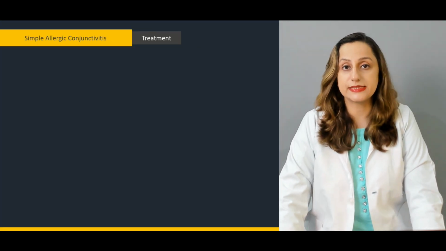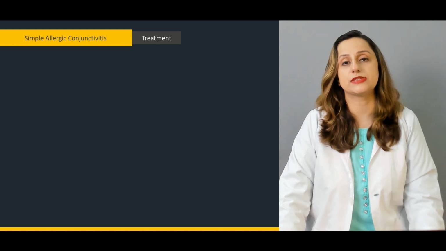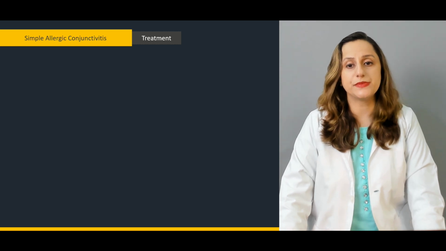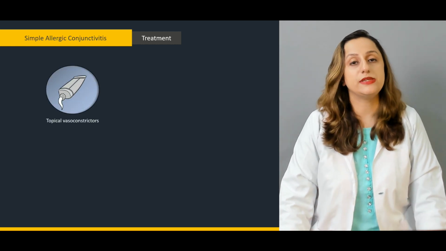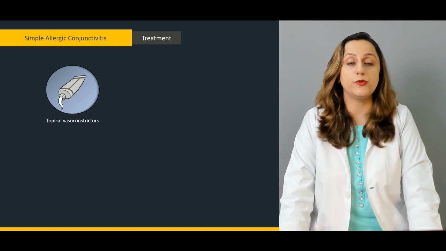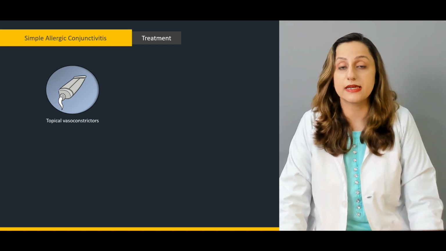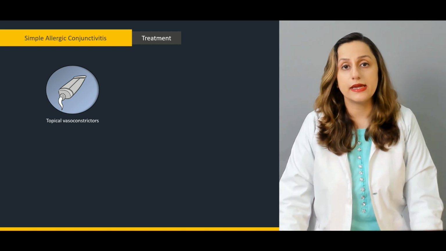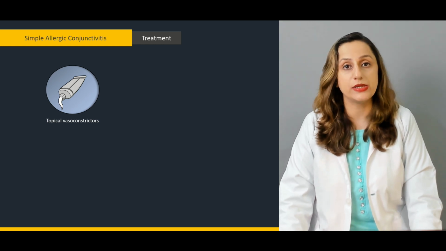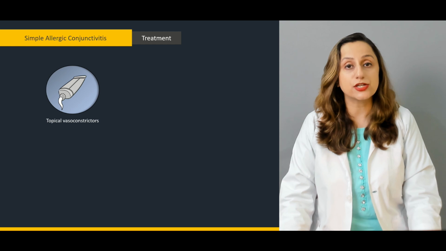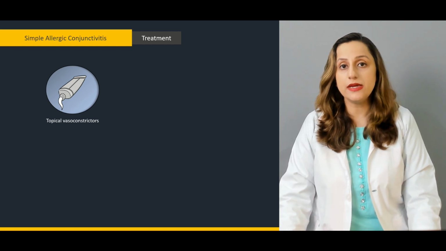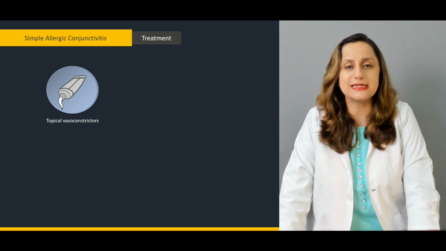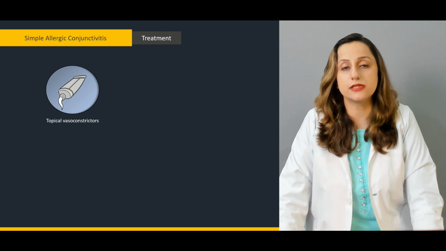Once you have confirmed that this particular patient is suffering from simple allergic conjunctivitis, there are different modes of treatment available. Primarily, we divide the modes of treatment for allergic conjunctivitis into drugs that play a role in hampering the cellular reaction that is taking place. This group would contain the mast cell stabilizers, mild steroids, and antihistamines. All of these would be included in that group.